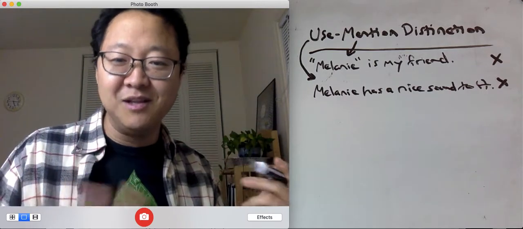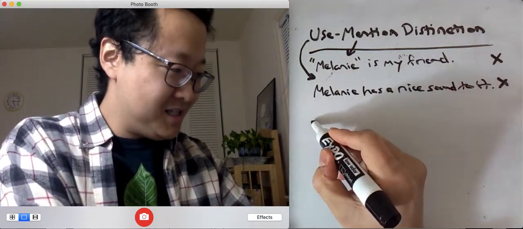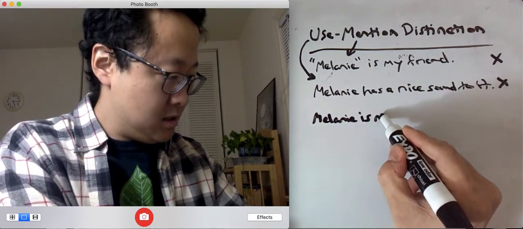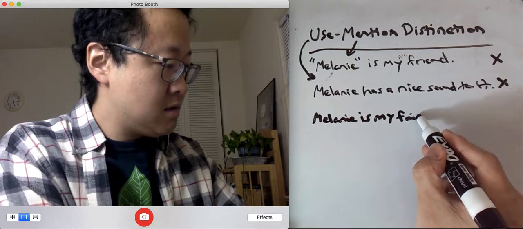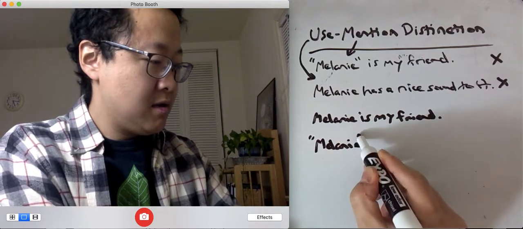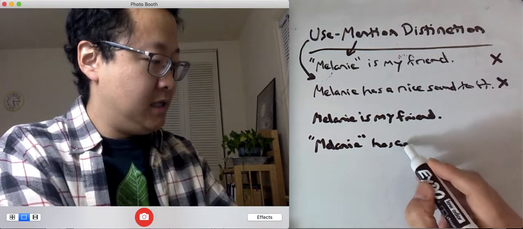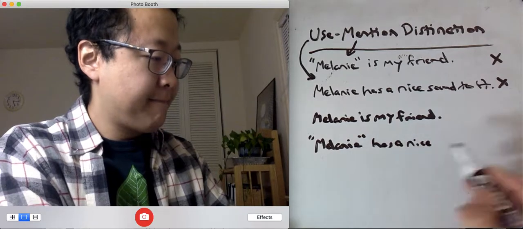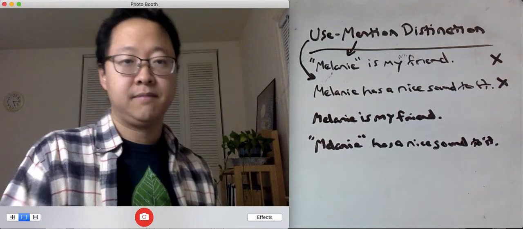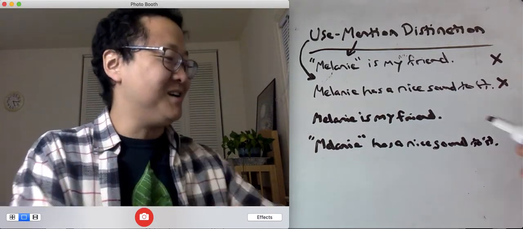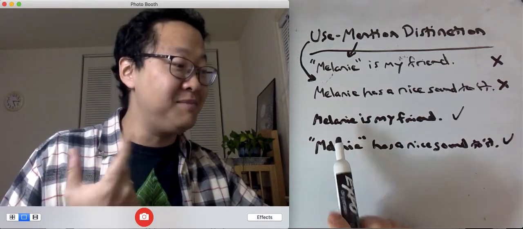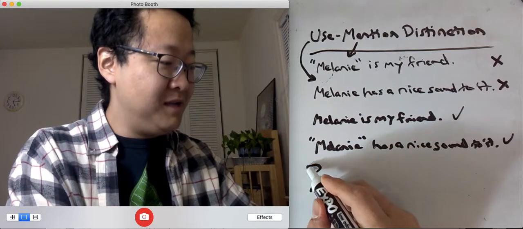I'm going to explain a little bit more. So suppose I say this. Melanie is my friend. And I say, Melanie has a nice sound to it. Okay? These sentences are fine. They make perfect sense. Here, when I don't put the word in quotes, I'm talking about the actual person, Melanie.